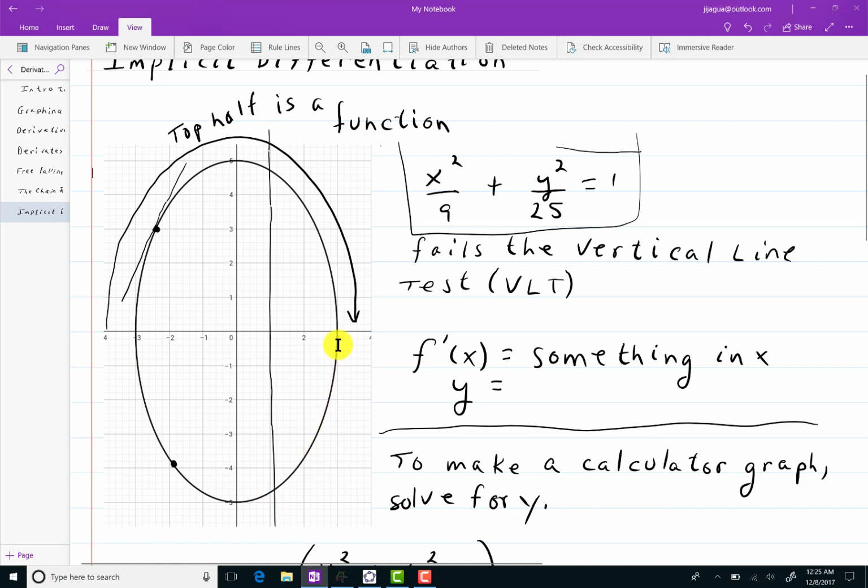Well, that's what explicit differentiation is. It's where you have to have y as a function of x. It's got to pass the vertical line test. Implicit differentiation permits you to do the differentiation without necessarily having to have y as a function of x, nor do you have to have x as a function of y. It works from a relation standpoint.